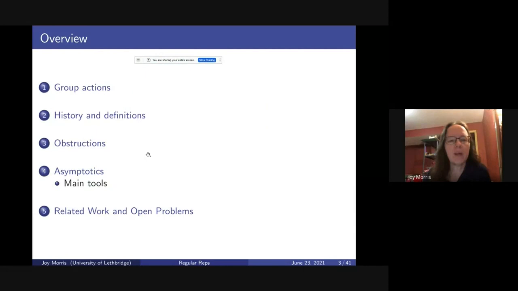What I want to talk about today, as I said, is regular representations. I'll start by talking a little bit about group actions in general, give some history and definitions around this problem, talk about some obstructions that sometimes prevent us from having regular representations. I'll touch briefly on asymptotics of the regular representations and some of the main tools that are used in those proofs. And then I'll talk a little bit about some related work and open problems.